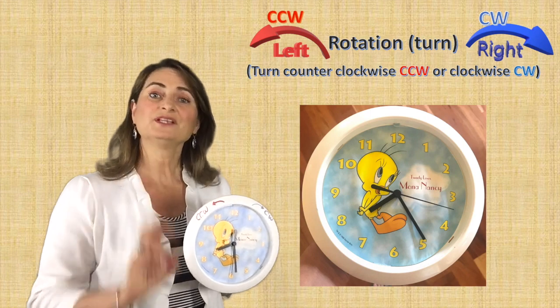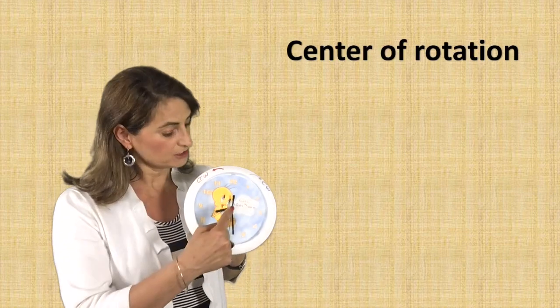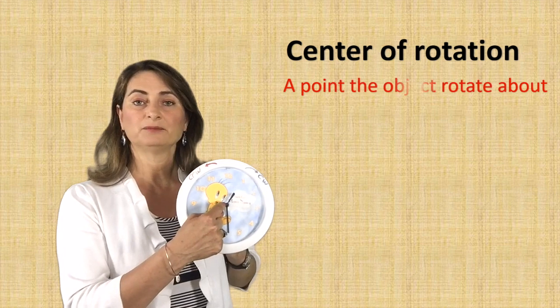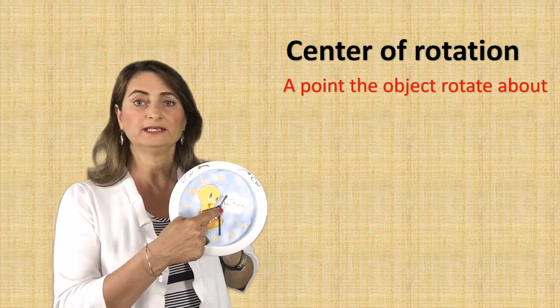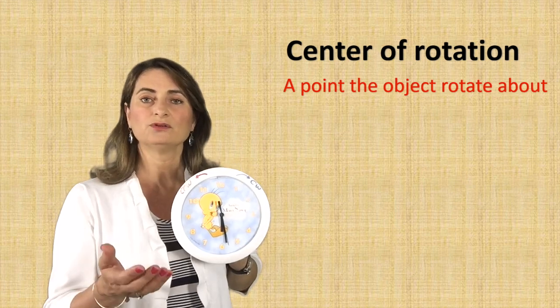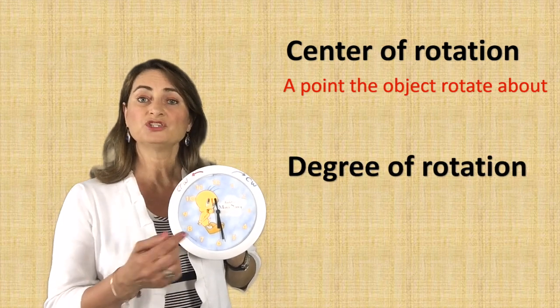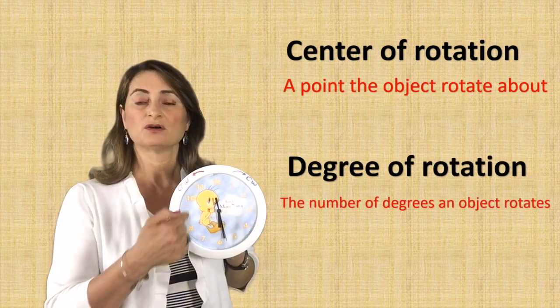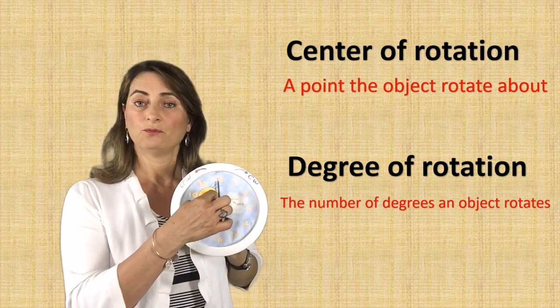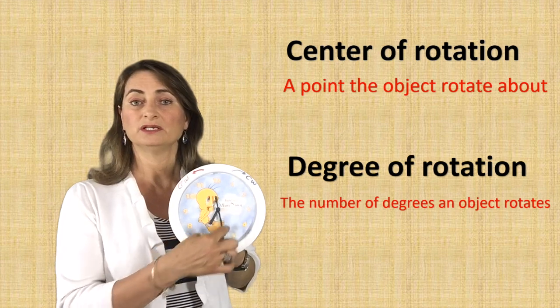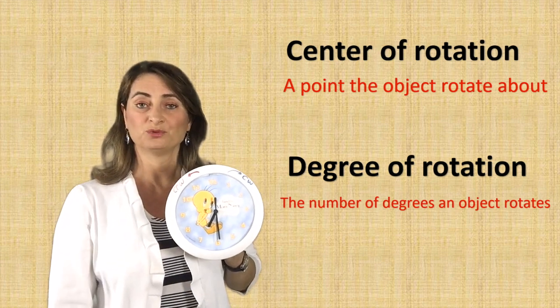Now there are 2 things I need you to think about when we're talking about rotation in a coordinate plane. The first one is the center of rotation, which is the center in the middle where the object rotates about, so it does not change. It stays fixed. The second is the degree of rotation, which is the number of degrees an object rotates, whether it is 90 degrees, 180, 270, or 360, going back the way you were.